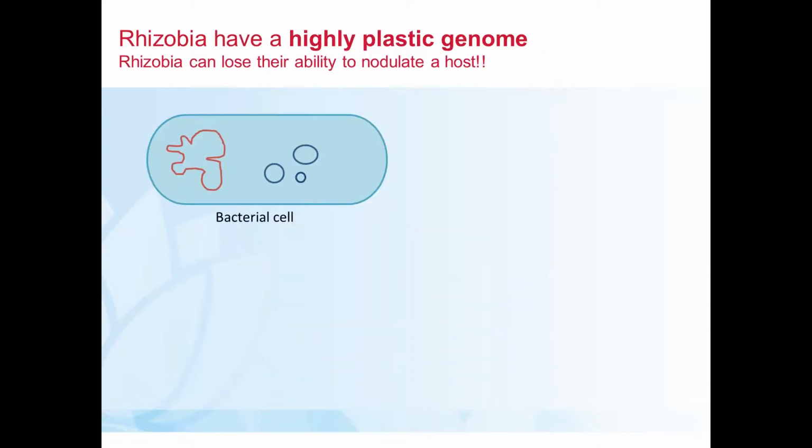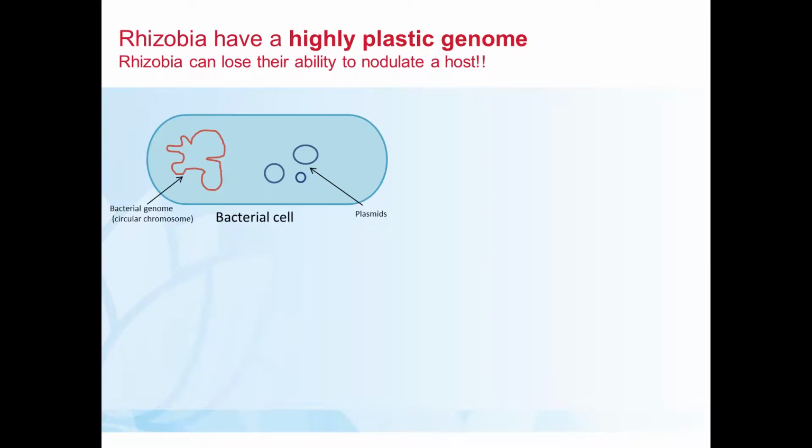Rhizobia have a highly plastic genome. Basically, rhizobia can actually lose their ability to nodulate a host. Within a bacterial cell, there's the bacterial genome, which is a large circular chromosome. If you think about this in terms of a computer, the chromosome is like the computer's operating system. It controls the day-to-day functioning of the bacteria. Bacteria also contain plasmids, small circular pieces of DNA. You can think of these like software or apps. On your computer, you can delete a program or an app, and you lose the ability to perform the function that this app contains.